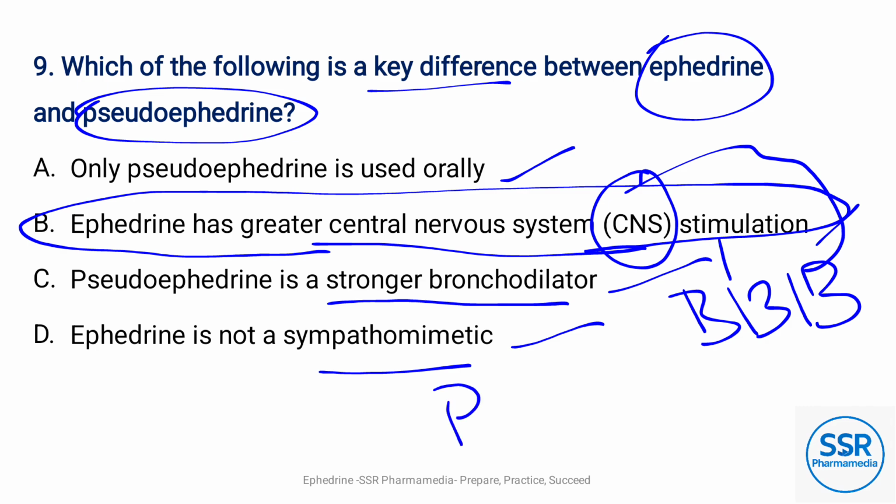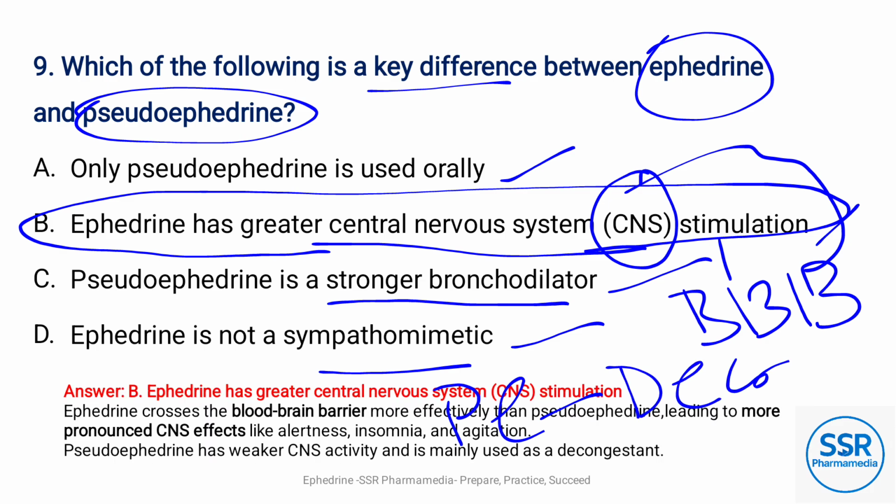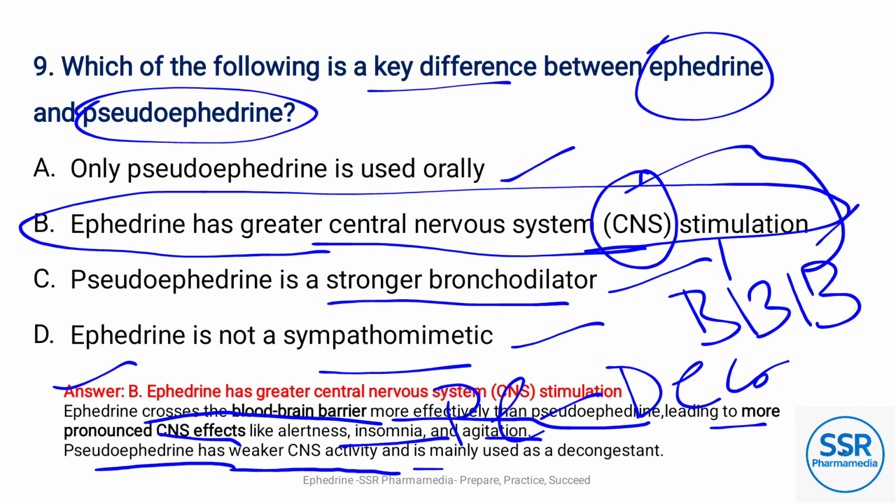Pseudoephedrine is mainly used as a decongestant. So here the answer is that ephedrine has a greater CNS activity. Ephedrine crosses the blood-brain barrier, so it is more effective than pseudoephedrine in leading to CNS effects such as alertness, insomnia and agitation. Pseudoephedrine has weaker CNS activity and is mainly used as a decongestant.